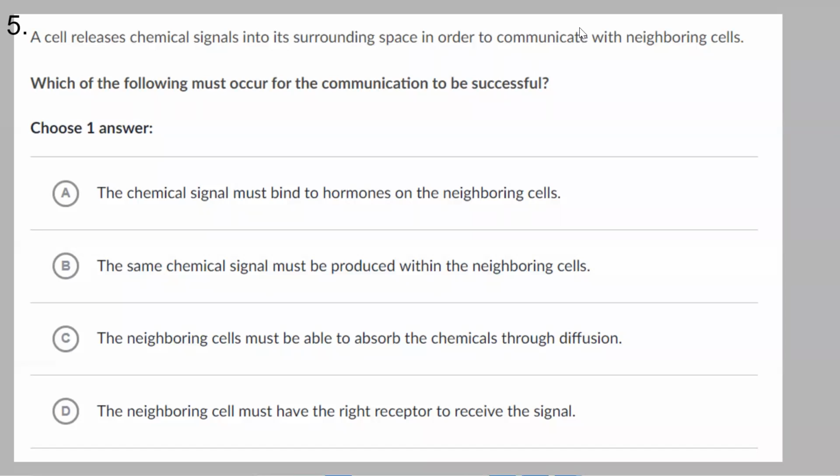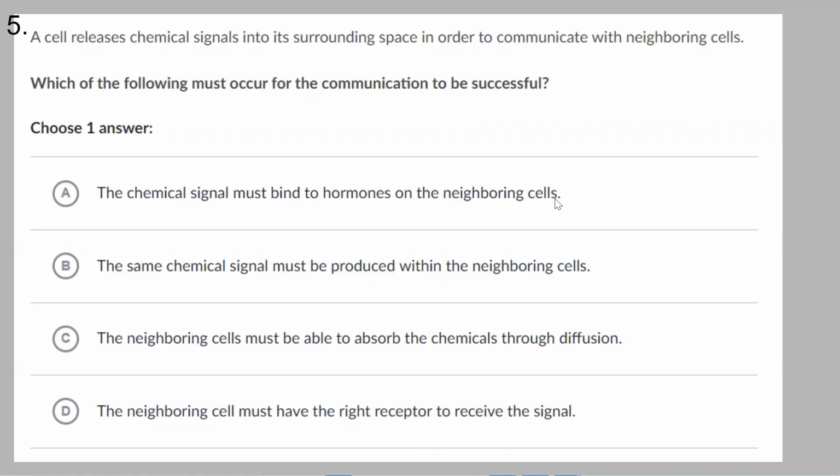Actually, Disha, the signaling molecule is called the ligand. Both are the same thing. So here when they are saying that the chemical signal must bind to hormone, they are meaning that the ligand will bind to the hormone on the neighboring cell. Sandhya, you are correct. Sandhya says hormones are not receptors.